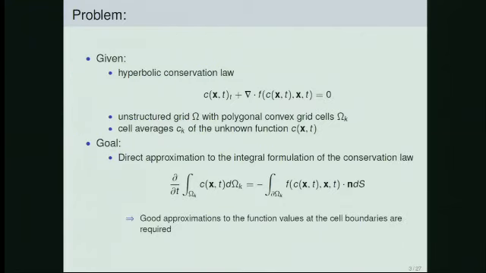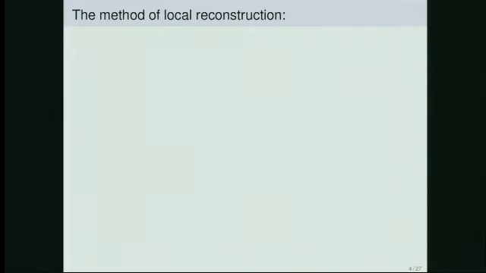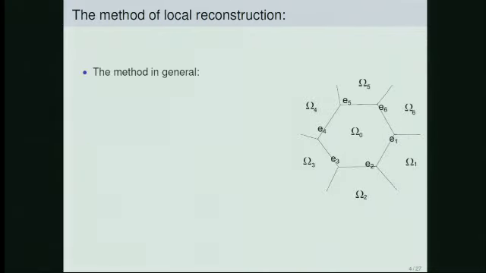So what we want is to solve hyperbolic equations on unstructured grids, which are decomposed by a polygonal convex grid. And what we have are cell averages of the unknown function in all the grid cells. And the goal is that we have some type of indirect approximation of this integral formulation of the conservation law on this type of grid structure. So the idea in 2 dimensions is, we have this type of grids.